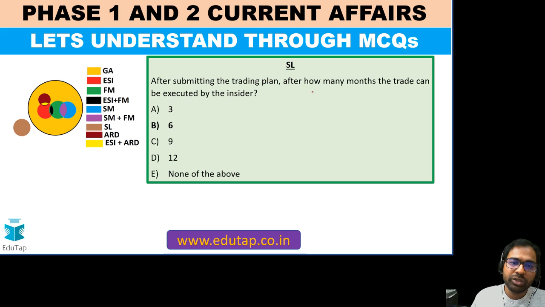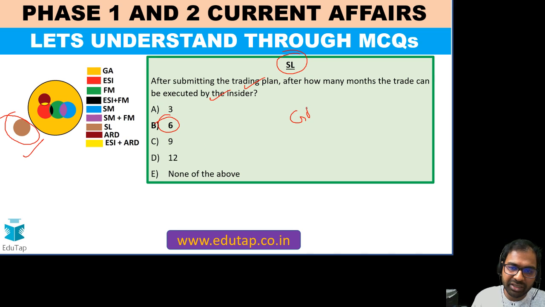Let's move on to security law. This is security law, kept outside, because it has no linkage with general awareness if we keep the previous year questions asked by SEBI in consideration. After submitting the trading plan, after how many months can the trade be executed by the insider? The correct answer is 6 months.